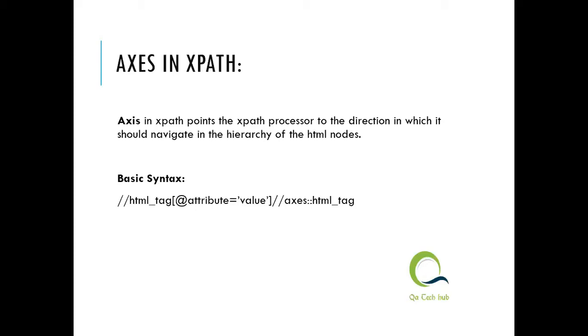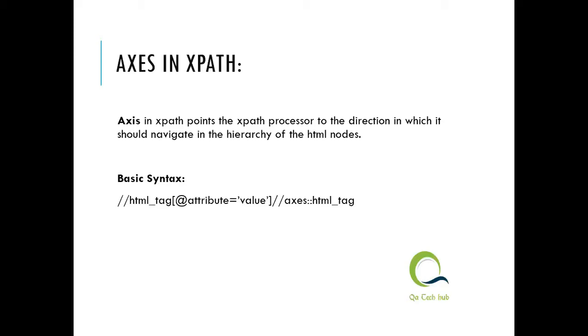Now, what if I want to change this direction? Instead of a parent-child relation, I want to see two siblings. Sibling means two nodes at the same level. Or rather, I want to go up. Instead of accessing the child of a parent, I want to access the parent of a child. So how can you do that?